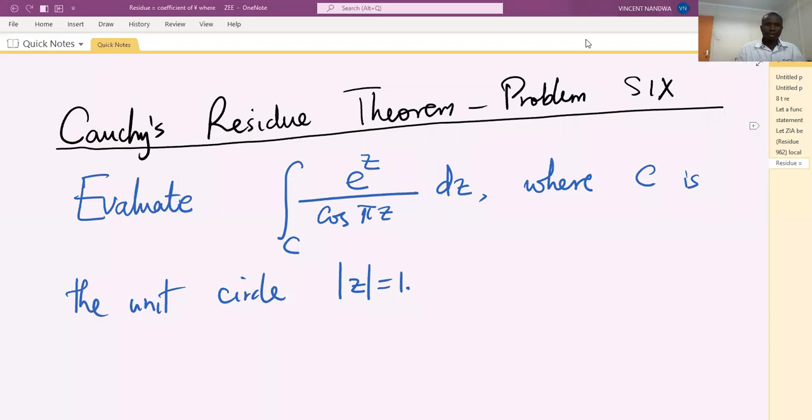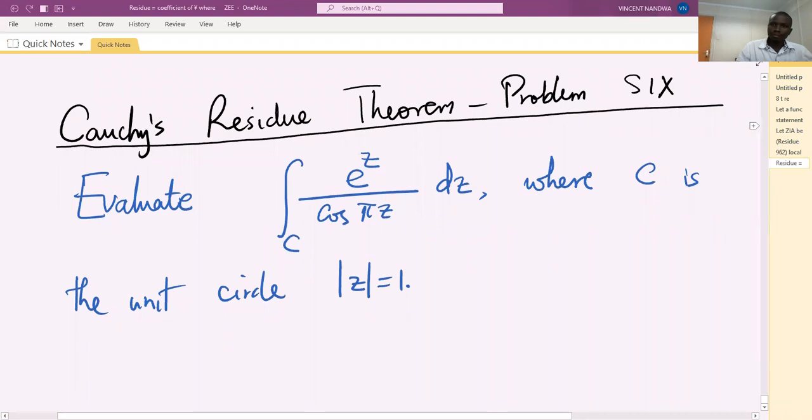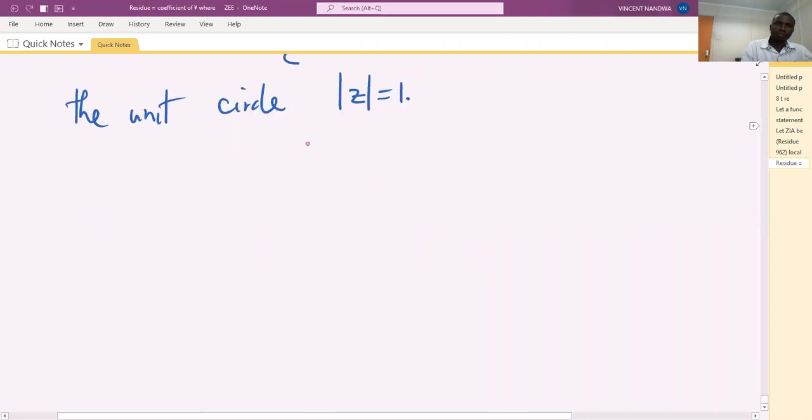Welcome back. So we have to evaluate the integral of e raised to the power z over cosine of pi z within the unit circle |z| = 1. So, solution. As usual, we start by finding the poles.